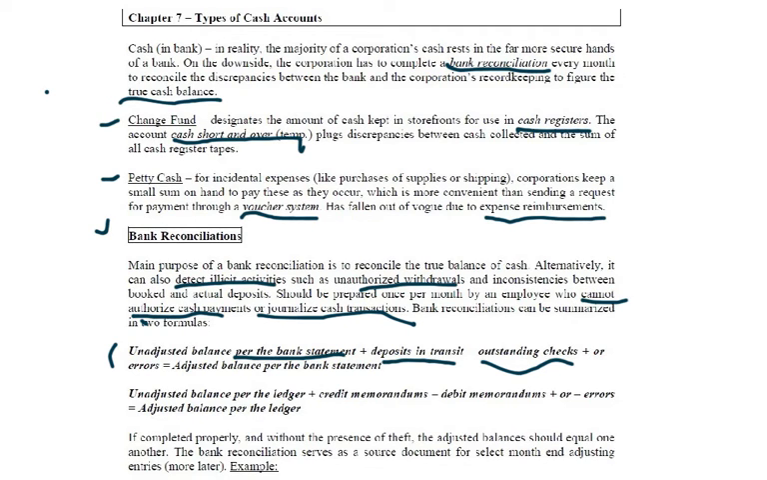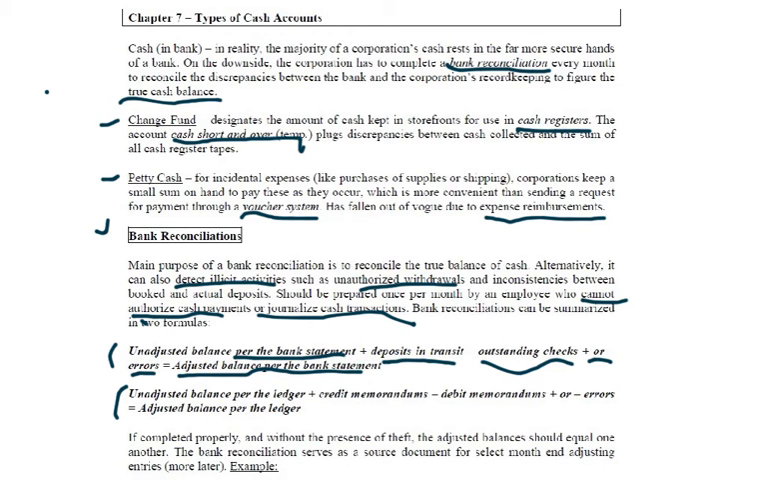And then I throw into the mix plus or minus errors, although this is probably not going to be a major concern. Banks are sticklers for making sure that the balance at the end of each day checks out, everything is fine. So you're usually not going to have a lot of bank errors. After taking all that into account, you'll have the adjusted balance per the bank statement.